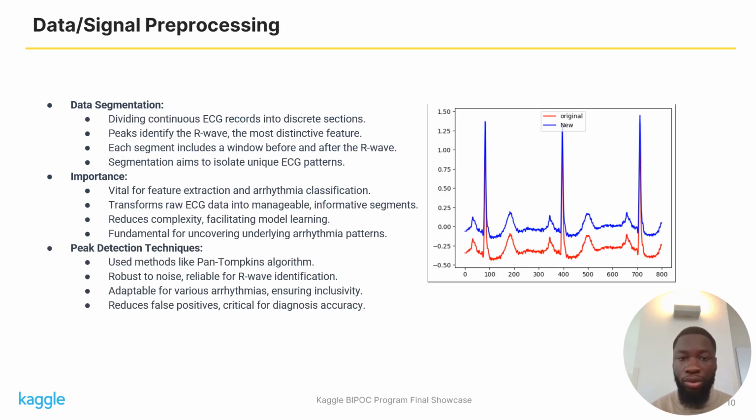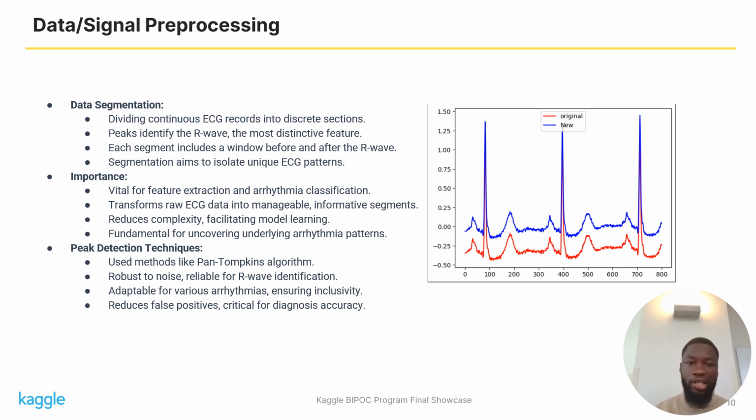So on this slide, I go through the signal preprocessing. My data preprocessing involved two steps: data segmentation and a peak detection technique. During the data segmentation, I basically divided ECG records into discrete sections and identified peaks. Peaks identify the R wave, the most distinctive feature. Each segment includes a window before and after the R wave, and the data segmentation is important because it is vital for feature extraction and arrhythmia classification.